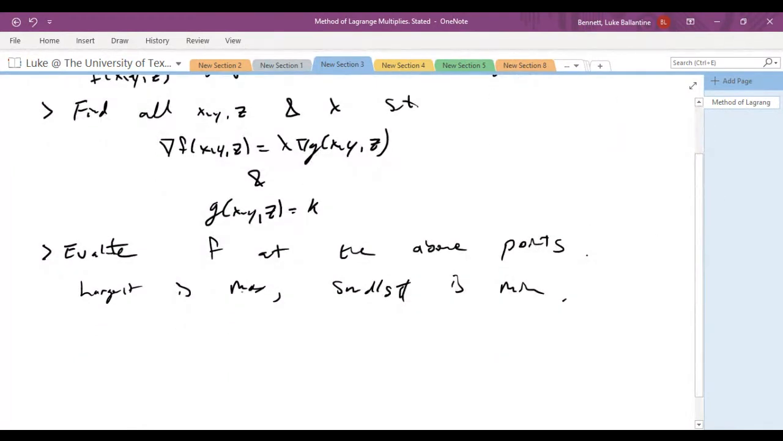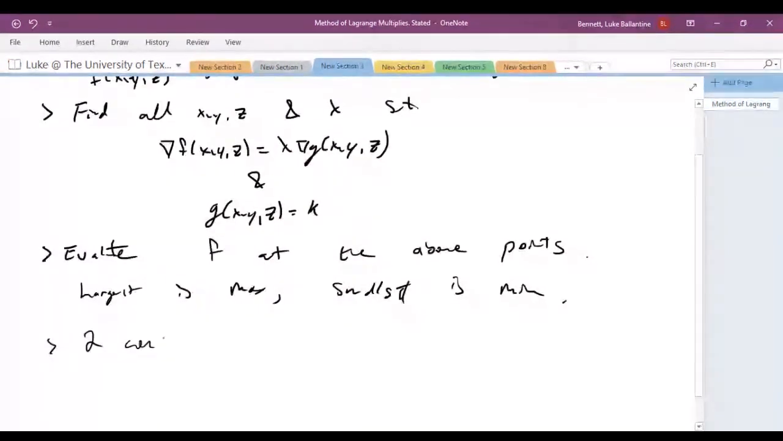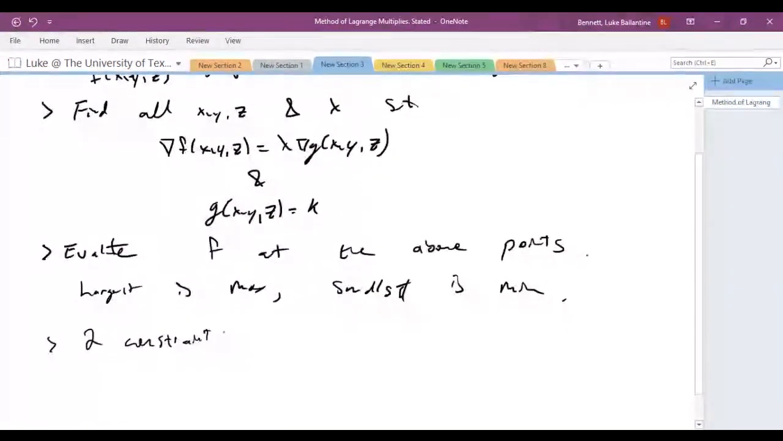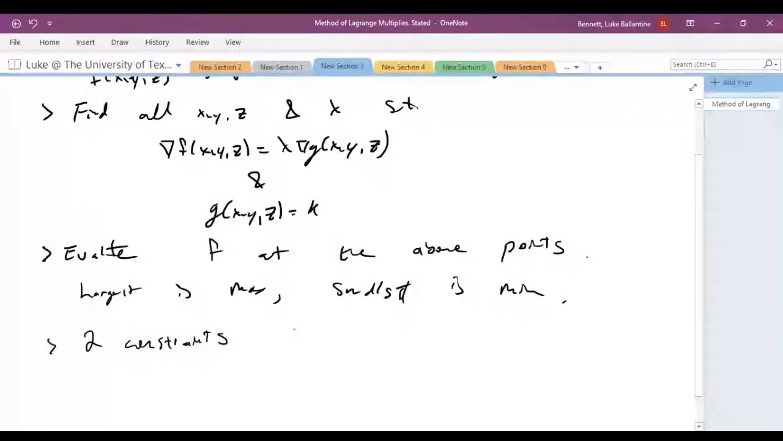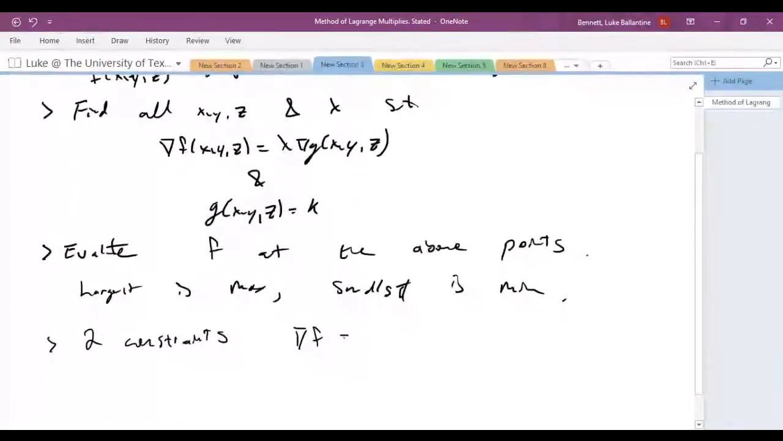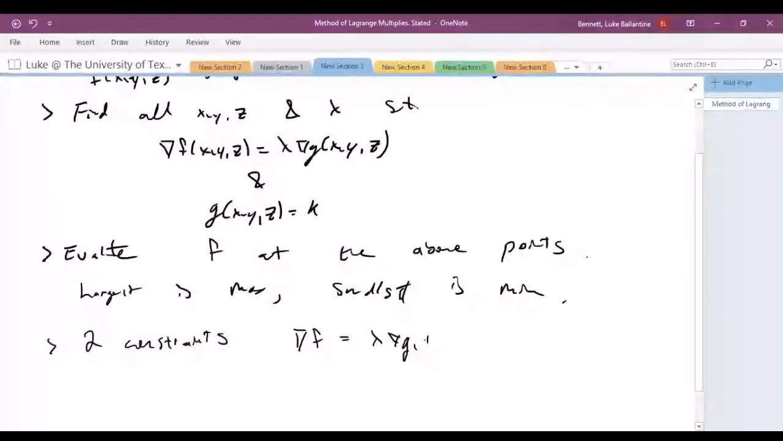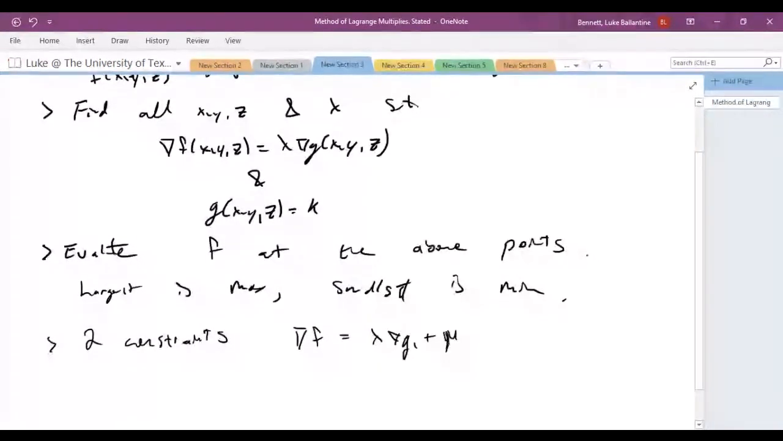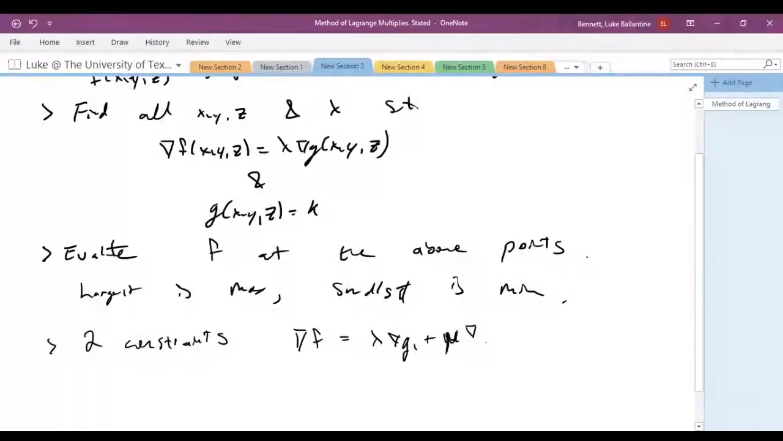And then just, for completeness, if we have two constraints, we do the following. We solve this system instead. The gradient of f is equal to lambda times the gradient of g1, one of the constraints, plus a different multiplier times the gradient of the other constraint.